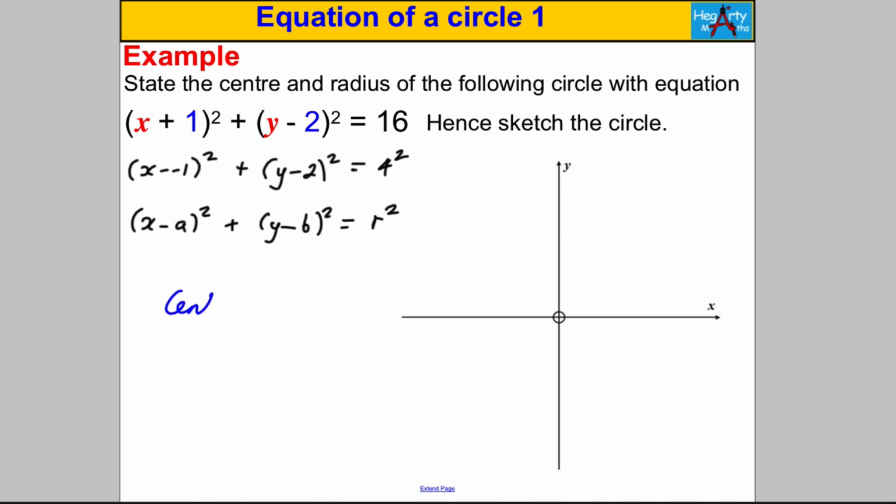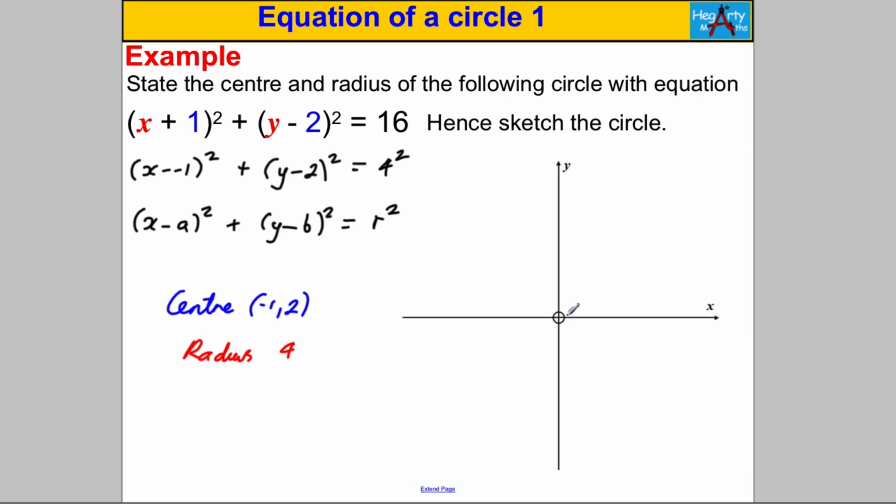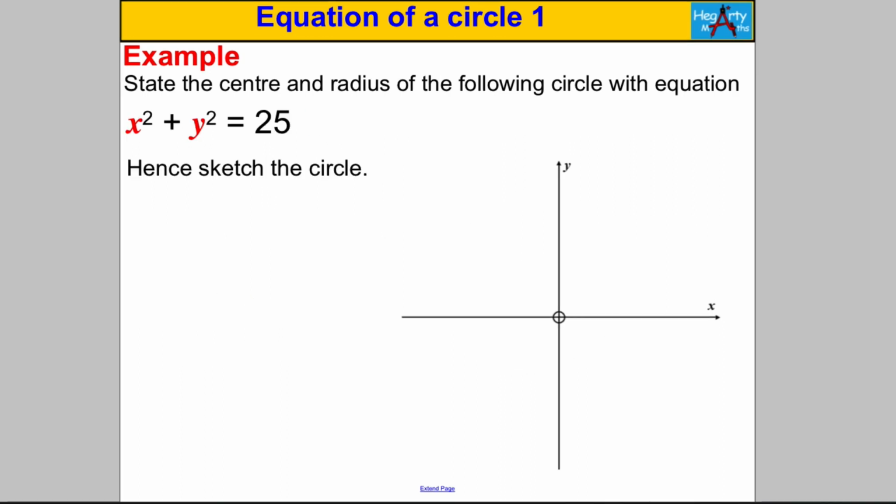Therefore we know our center. Our center is going to be negative 1 and positive 2. And our radius is going to be the number that we square, which is going to be 4. Let's draw this circle, back 1 up 2, center somewhere here, and a radius of 4. And that's it, we're done. Last one, pause the video, have a go.